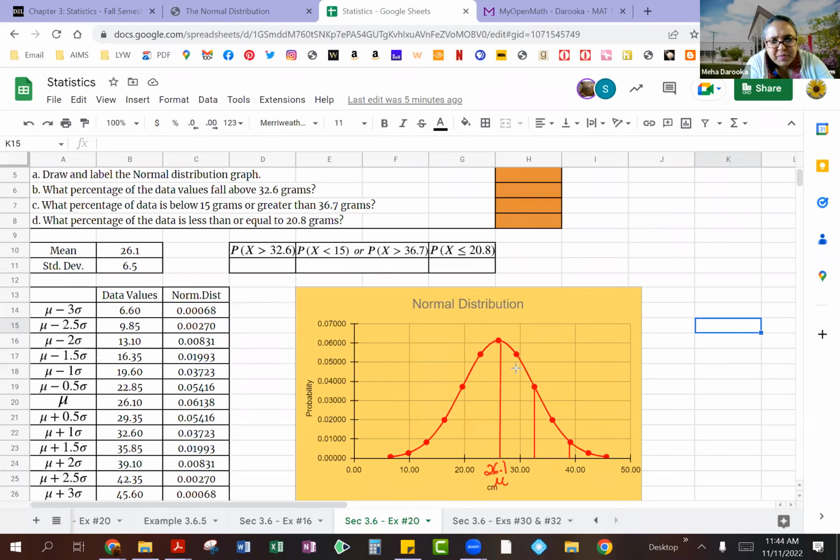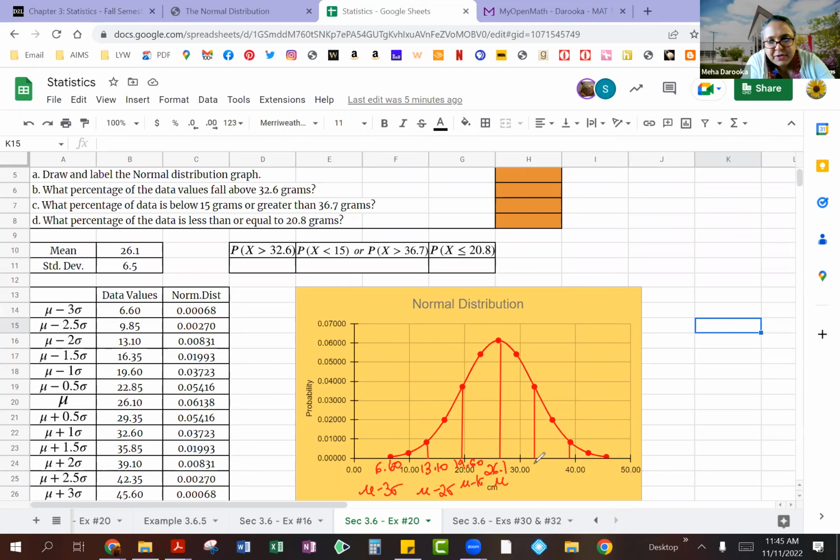Then 1 standard deviation below was at 19.60. So that will be this guy over here, just shy of 20. 2 standard deviations below was at 13.10, which will be this guy here. And then, of course, the last one is going to be our 3 standard deviations below. So that one was at 6.60. And this is 3 standard deviations below. 13.10 was at 2 standard deviations below. And then 19.60 was at 1 standard deviation below.